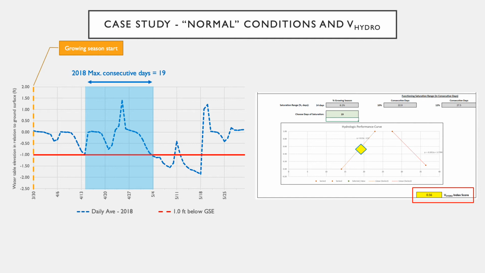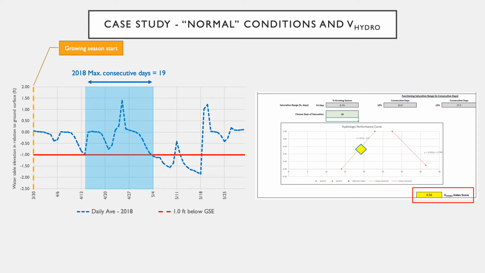To illustrate how the antecedent climatic conditions affect wetland hydrology, I've now provided hydrologic wetland monitoring data from the same location on the same site in 2018 and 2019. The important thing to notice here is our growing season start date, as defined by the USDA WETS tables, was March 30th. And we're focusing on the early portion of the growing season when we got our maximum consecutive days of saturation at this particular well.